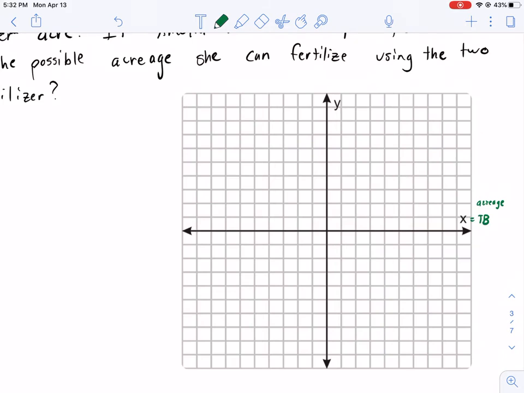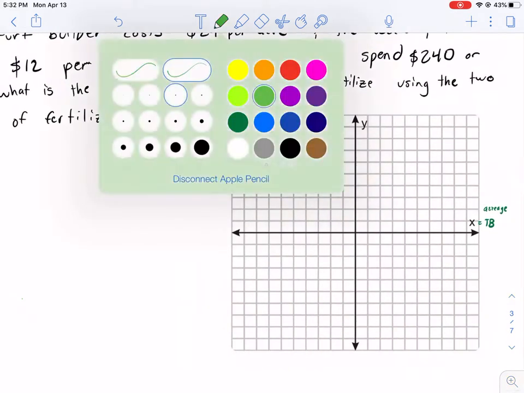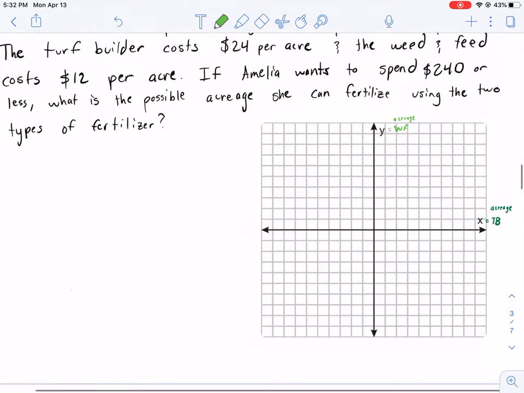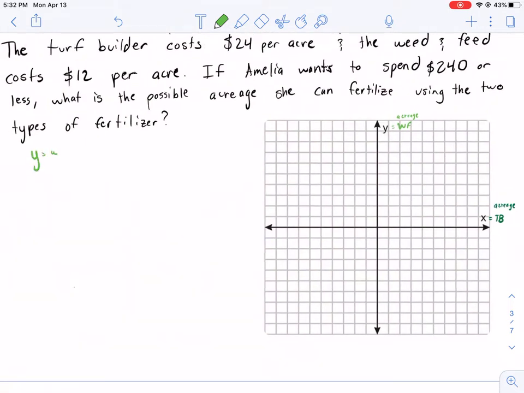That is our x-axis. That obviously makes our y-axis our weed and feed. So this is our weed and feed acreage. How much of the lawn did we use the weed and feed on? Okay, so those are our variables. Let me go ahead and show them to the side again. So y equals weed and feed, and x equals turf builder. This is always going to be the first thing that you want to do with word problems, is to define your variables so you can actually figure out what you're looking for and what the question is asking.